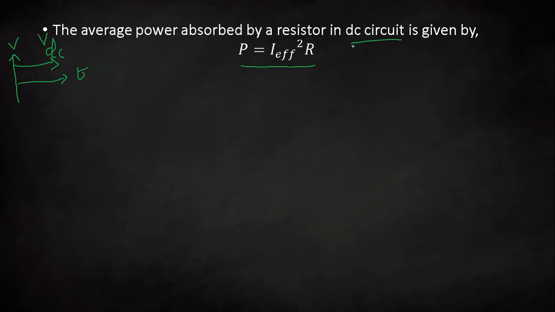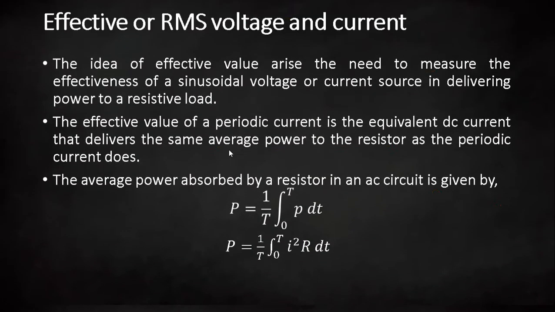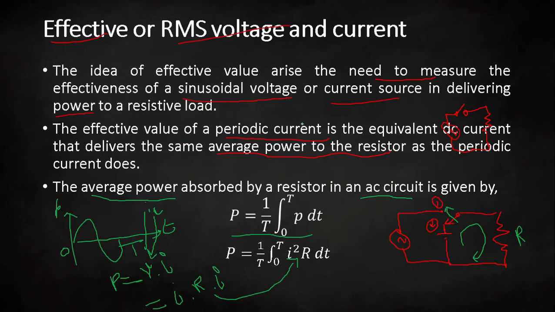But in case of a DC circuit, we don't have to worry about the sinusoidal nature of the signal, because the value of voltage and current will be the same throughout the entire period. Now the absorbed power, that is the average power absorbed by a resistor, will remain the same as per our definition, that the effective value of a periodic current is the equivalent DC current that delivers the same average power to the resistor as the periodic current does.